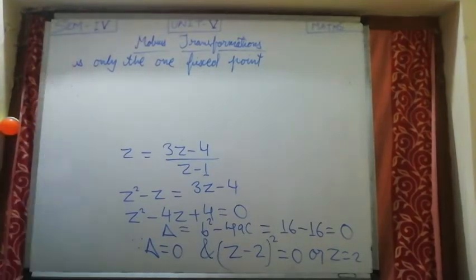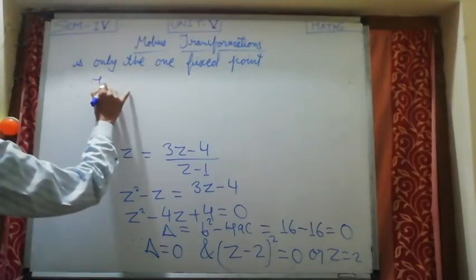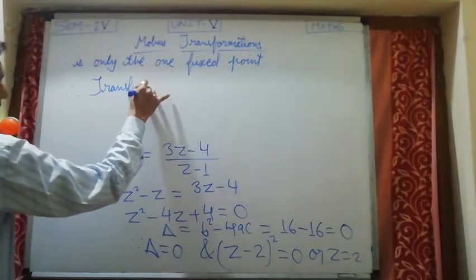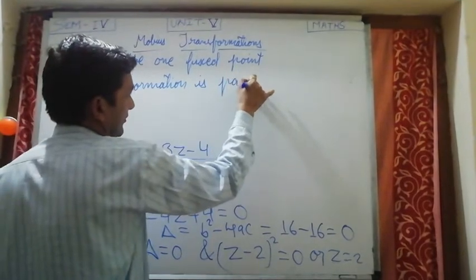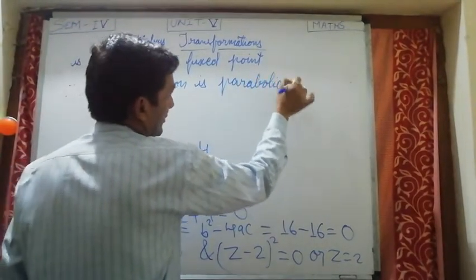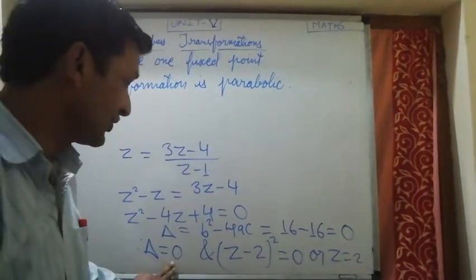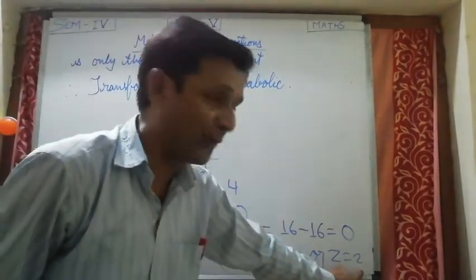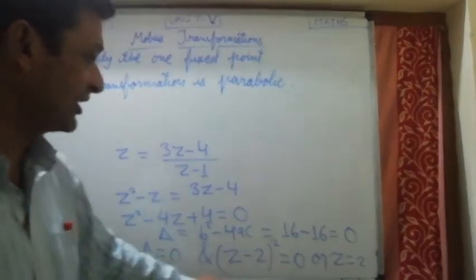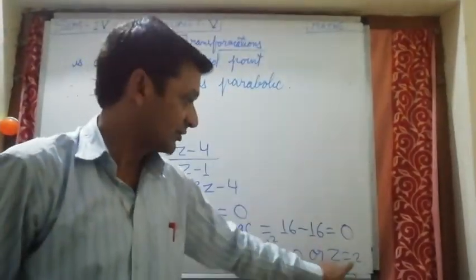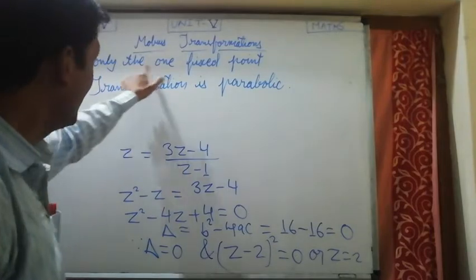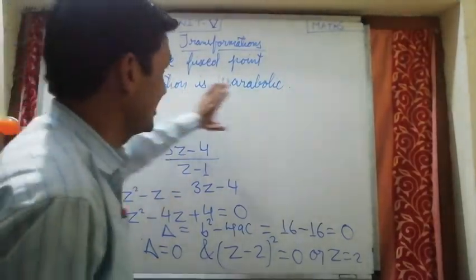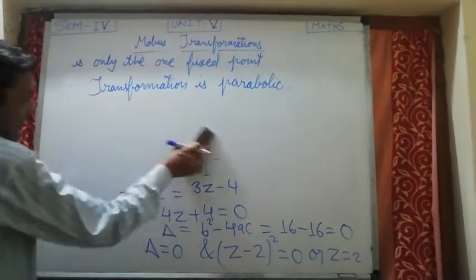Therefore, the transformation is parabolic, because delta is equal to 0. If delta is equal to 0 and we are obtaining only one point, because in case when delta is equal to 0, then it is having only a single root. So the value of z is single here. If it is having a single value, then it is only having one fixed point. In that case, we can say that the transformation is parabolic. It is the condition for obtaining a parabolic transformation.